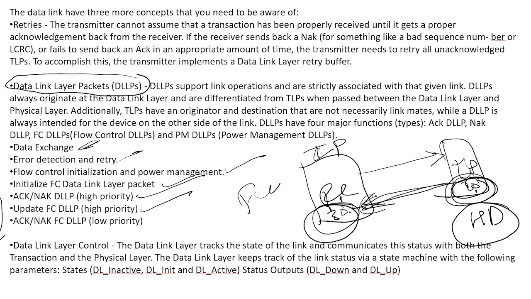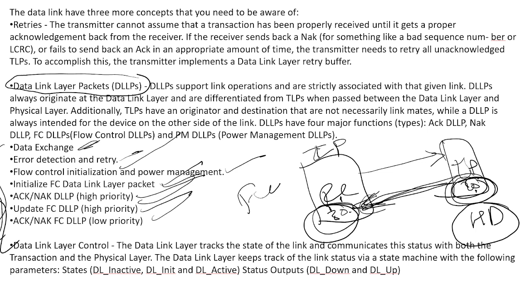So in this data link layer, the main features are the sequence number and LCRC. Then the data link layer will generate its own packets. Those packets help to get information from the receiver to the transmitter, such as ACK/NAK, whether it is update flow control or flow control, any initialization packets, any retry packets. So all the information comes from the receiver to the transmitter using DLLPs.